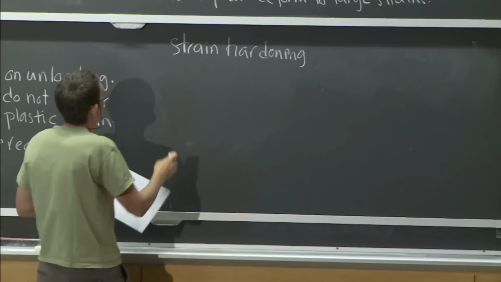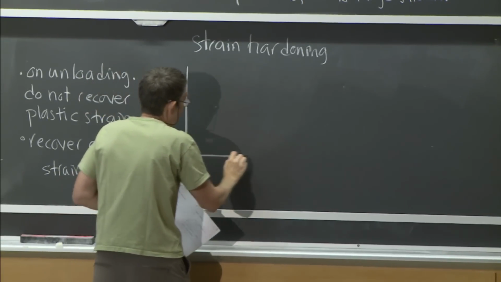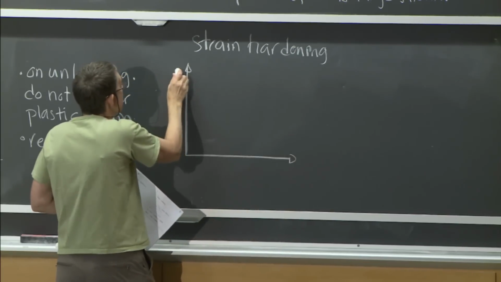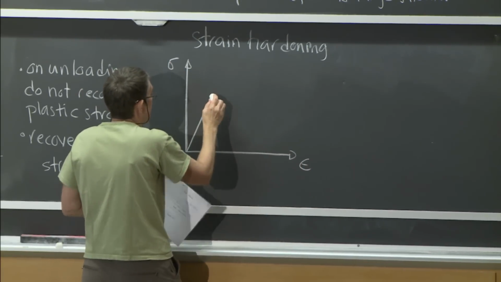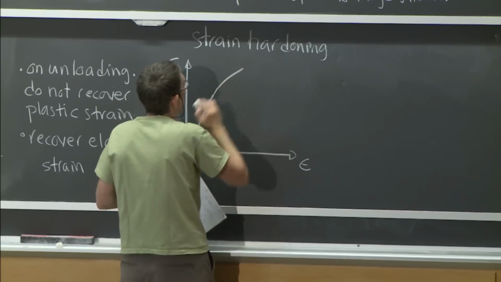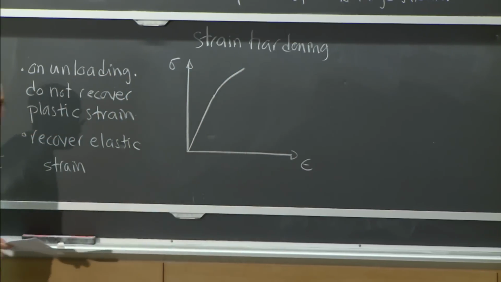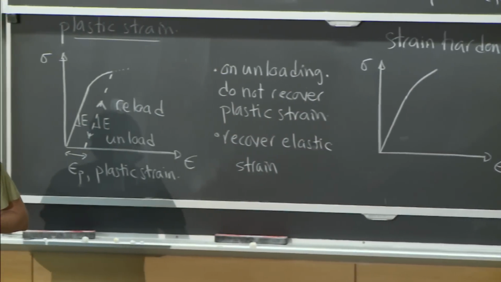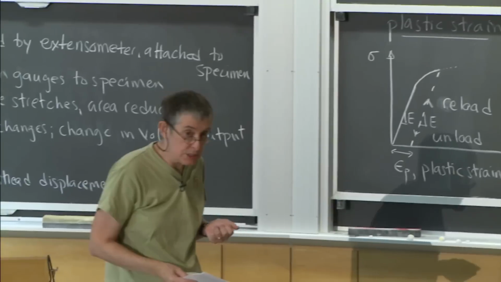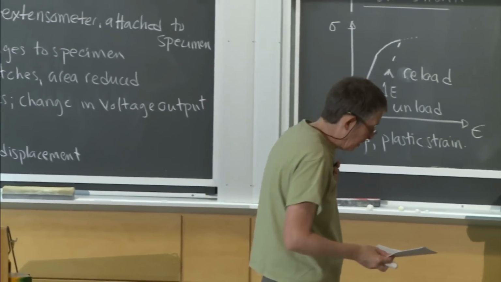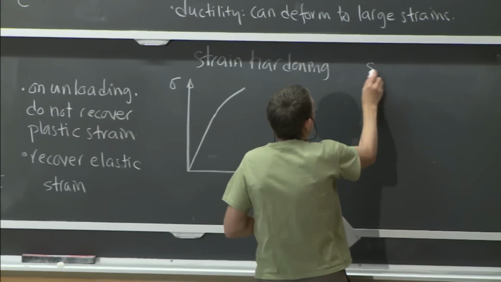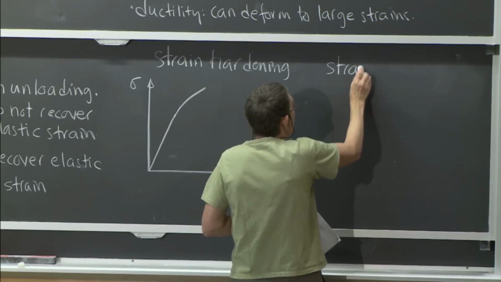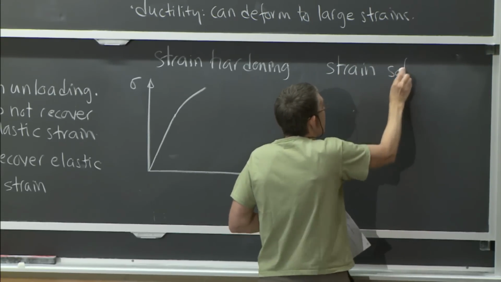Another definition is strain hardening. So let me draw the curve again. Here's stress and strain. So here's my linear elastic bit again. And then if the curve does this, it's called strain hardening. That refers to if the strain increases and the stress is increasing with strain in the plastic regime, that's strain hardening. And there's another thing called strain softening, which is the opposite.